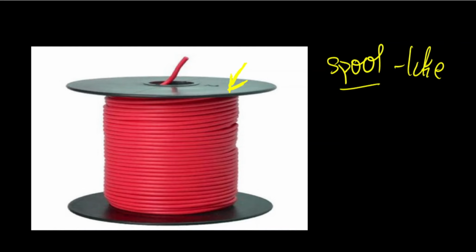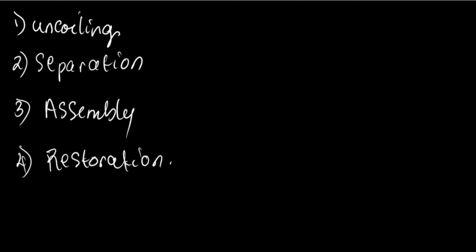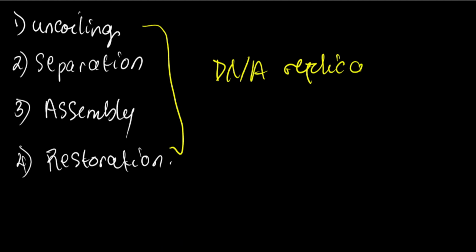Okay, so back to our study. Now we have these histone proteins as well as the DNA. So what happens in the uncoiling phase? Of course, we're taking a look at DNA replication. All of these processes take place in DNA replication. So what exactly happens during the uncoiling phase?